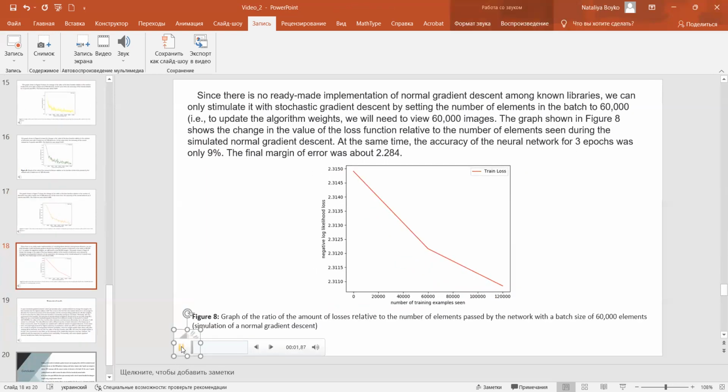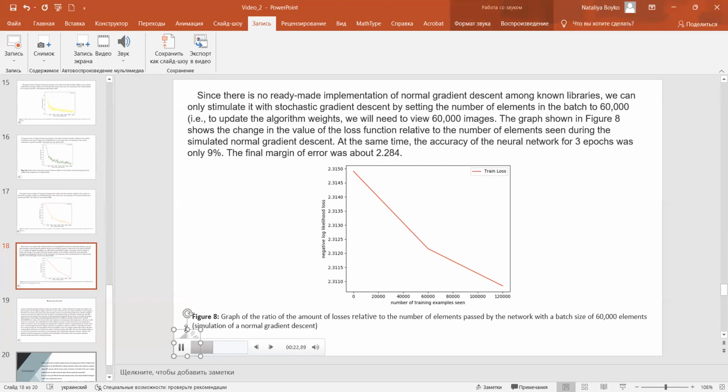Since there is no ready-made implementation of normal gradient descent among non-libraries, we can only simulate it with stochastic gradient descent by setting the number of elements in the batch to 60,000, i.e., to update the algorithm weights, we will need to use 60,000 images.